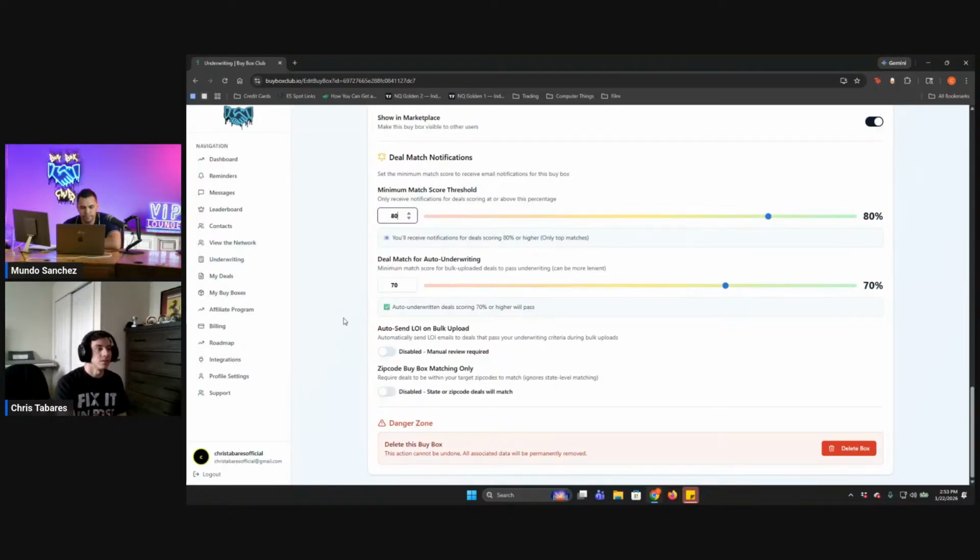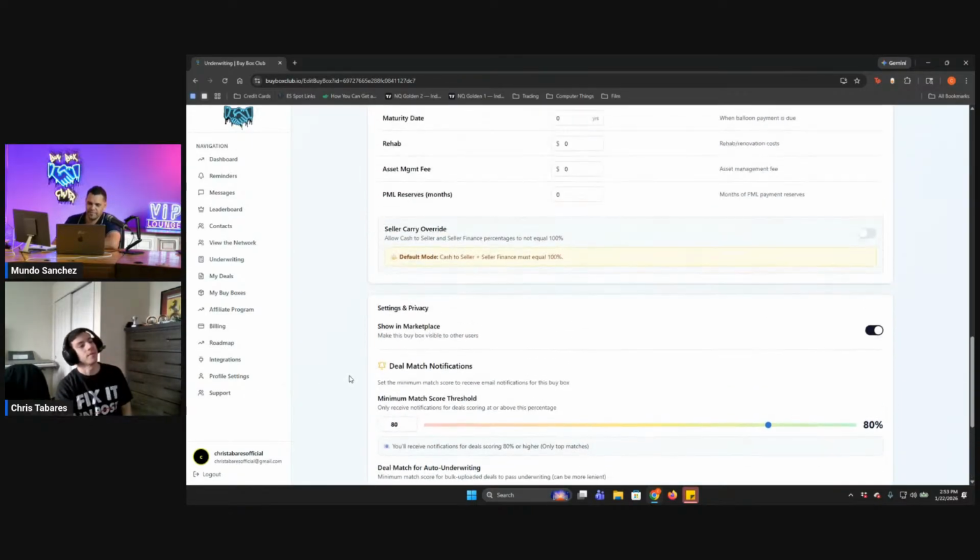Got it. That makes sense. Auto send LOI, again for bulk upload, I can enable or disable that. Zip code buy box matching only, so it has to be in this area if the location really matters to me. Like this little warning, danger zone. This action cannot be undone. Don't click that.